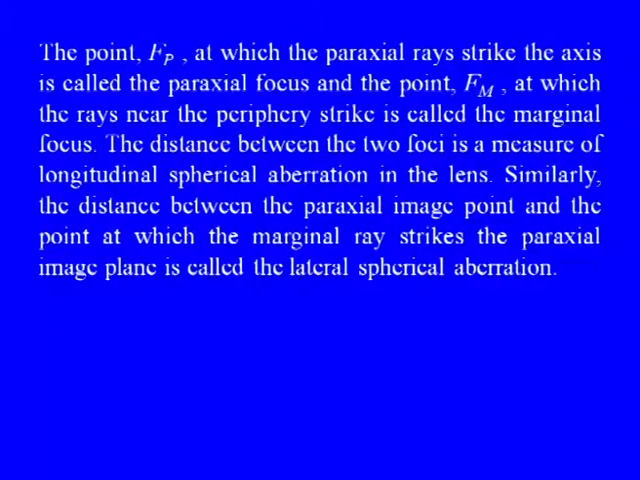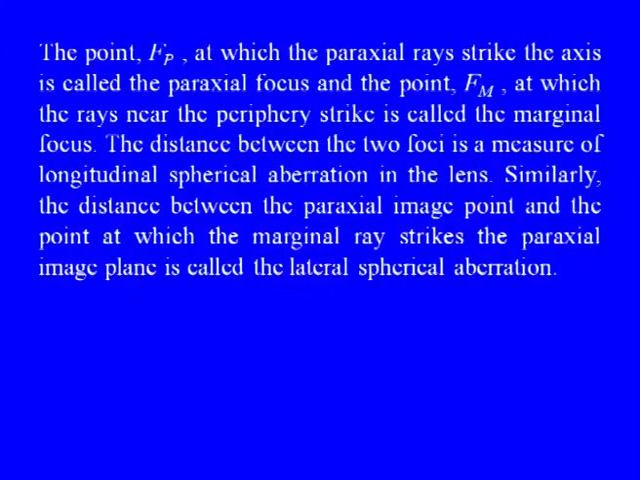Fm is nearer to the lens compared to Fp, which is the focal point for the paraxial rays. Now, the point Fp at which the paraxial rays strike the axis is called the paraxial focus, and the point Fm at which the rays near the periphery strike is called the marginal focus. The distance between the two is a measure of longitudinal spherical aberration in the lens.